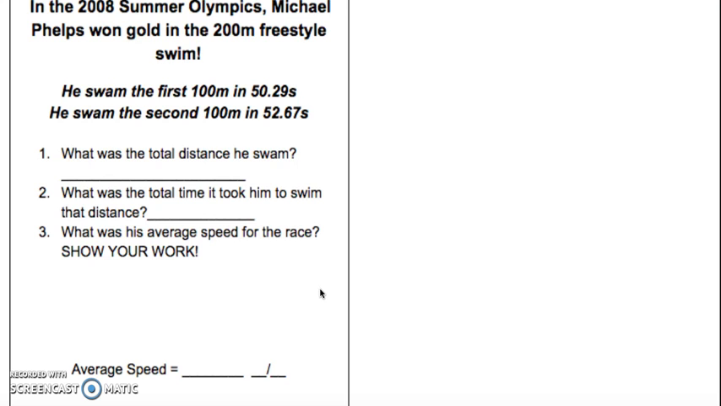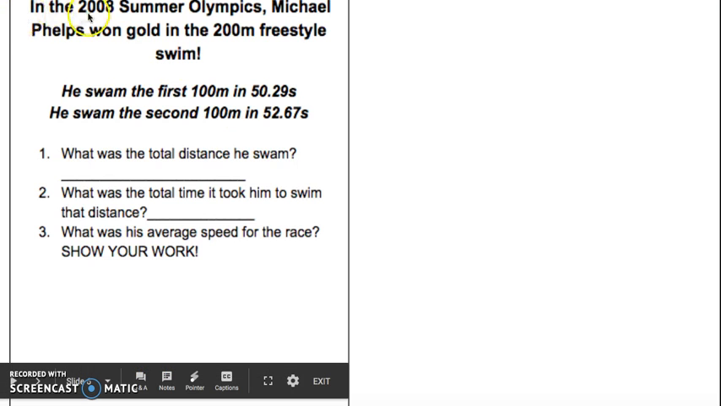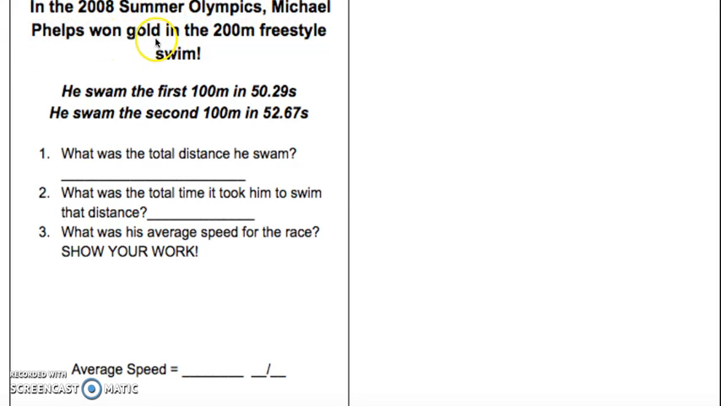All right, students. Number 4. In the 2008 Summer Olympics, Michael Phelps won gold in the 200-meter freestyle swim. So now our information we know is he swam the freestyle in 200 meters. He swam the first 100 meters in 50.29 seconds. He swam the second 100 meters in 52.67 seconds.